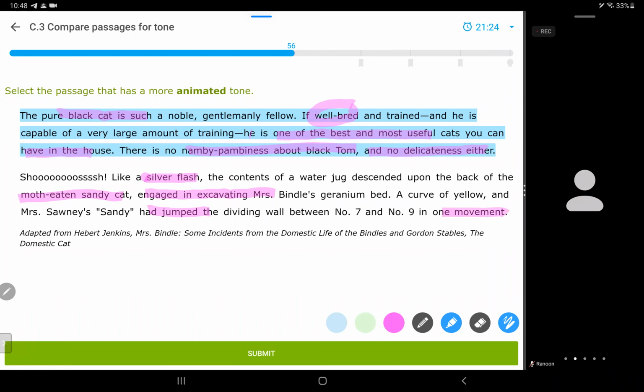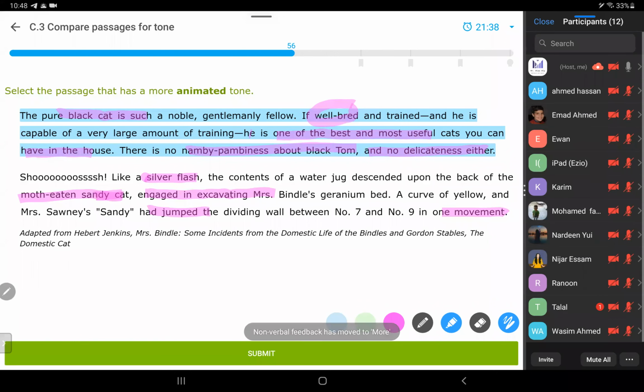Which one do you think? The cat here, or whatever creature? Yes, the second one is also about a cat. Which one, the cat here, is more animated, more energetic? Let me check your answers. Is it A or B?